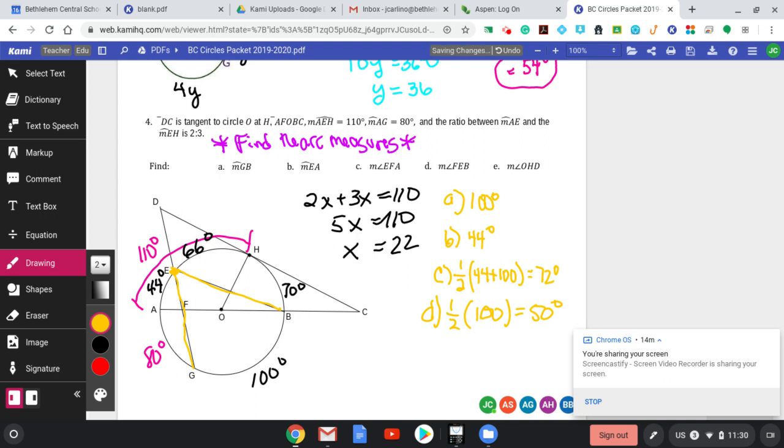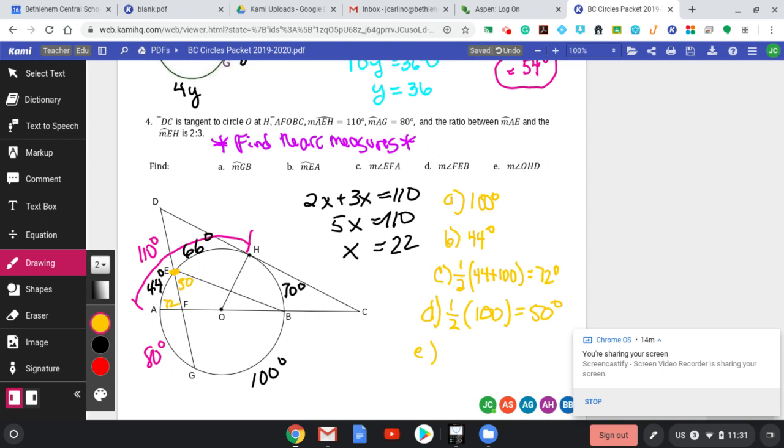Okay? I should also mention while we're doing this, as you find these angle measures, I would prefer you write them into the diagram. We just found EFA. EFA is 72. And angle FEB was 50. Because you never know, you may need them down the line. You can't remember a rule, but maybe you know linear pairs or supplementary, vertical angles are congruent. So write them in your diagram. And then finally E, which is angle OHD.